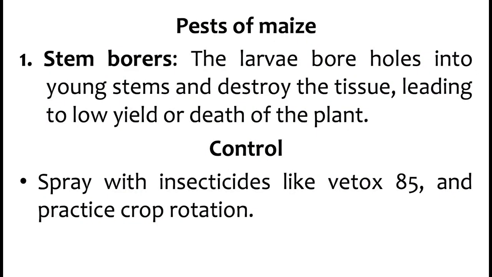Pests of maize. Stem borers. The larva bore holes into young stem and destroy the tissue, leading to low yield or death of the plant. Control. How do you control these stem borers? We control them by spraying with insecticide like Vetox 85 and practicing crop rotation.